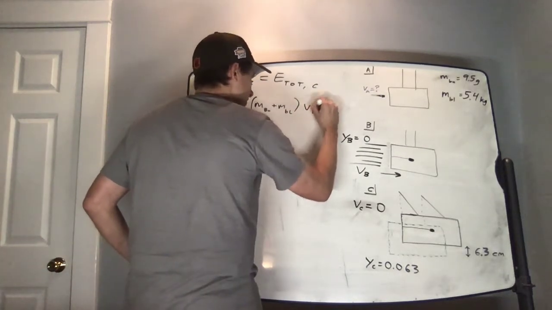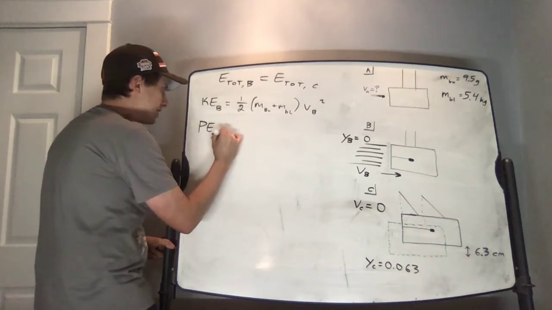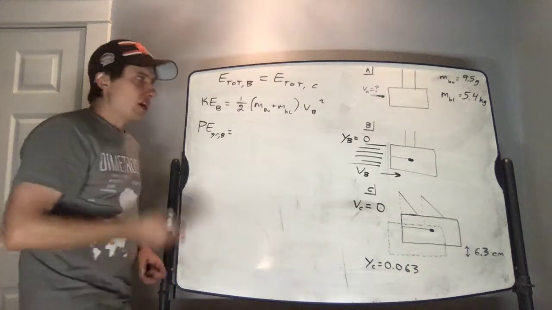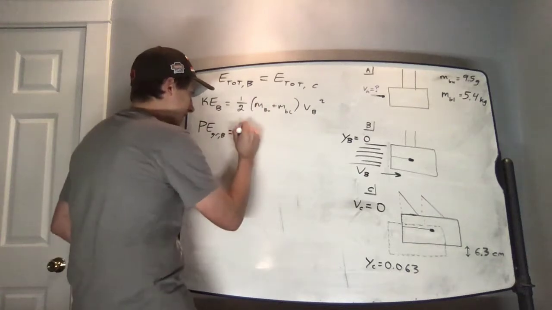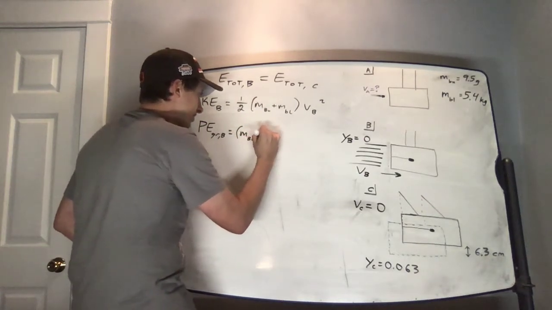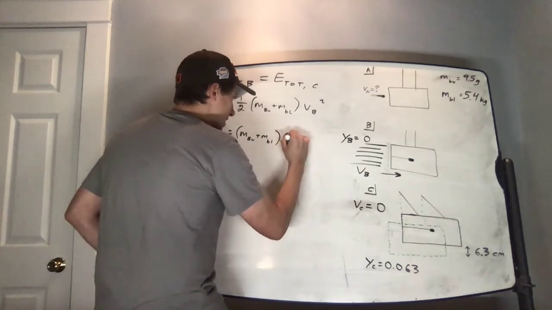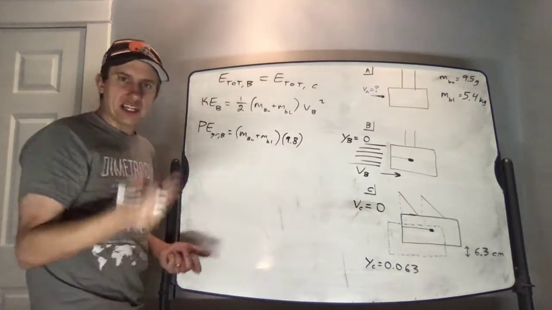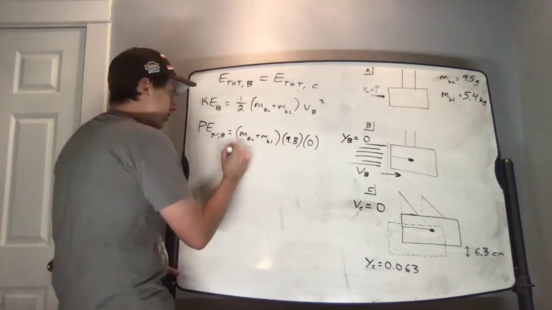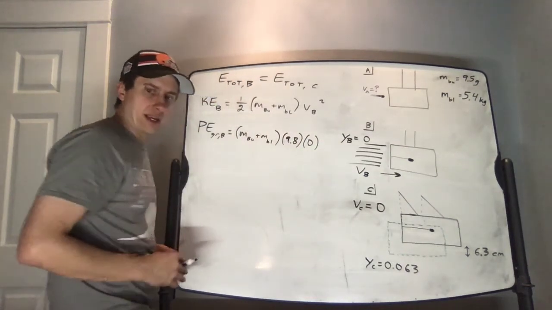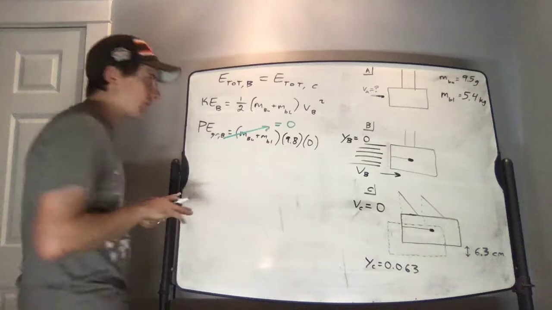So VB squared. The potential energy due to gravity at moment B, I could write as mgy. So the mass of the thing that I'm looking at is the bullet plus the block stuck together. So mass bullet plus mass block times g, acceleration due to gravity, which is 9.8, times the height of these objects at this moment. We said the height is 0. So then the potential energy due to gravity ends up just being equal to 0. So I could say this term is equal to 0.